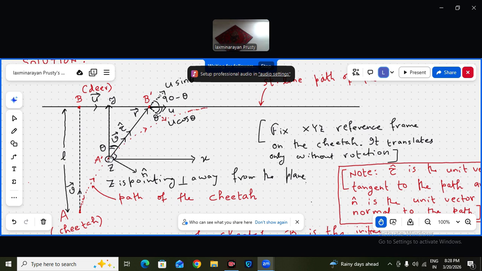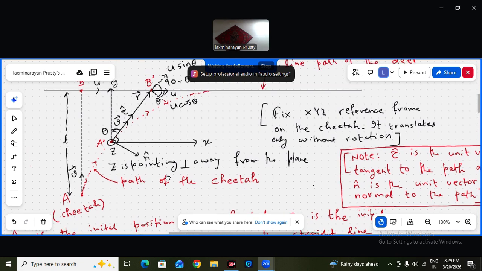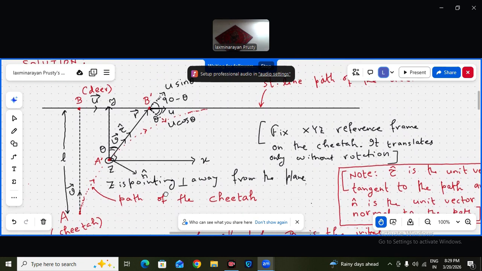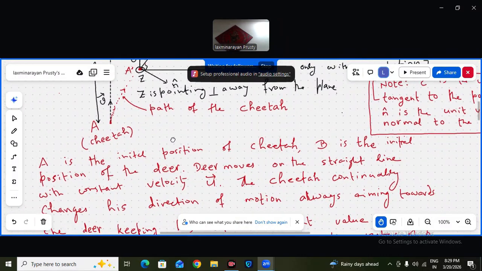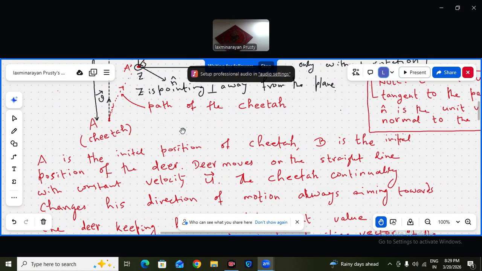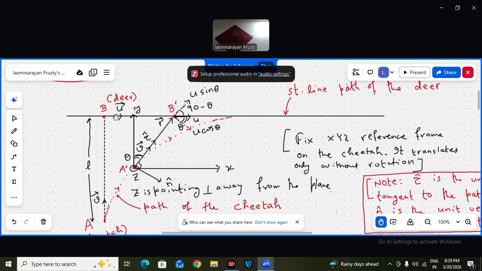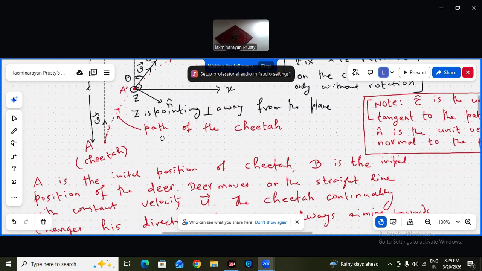This tau cap is what? The unit vector along the tangent to the path. N cap is the unit vector perpendicular to the path, or normal to the path, and tau cap and n cap are mutually perpendicular. Understood this? Right? So at any particular instant we'll discuss. A is the initial position I told you, B is the initial position of the deer, and A is the initial position of the cheetah.